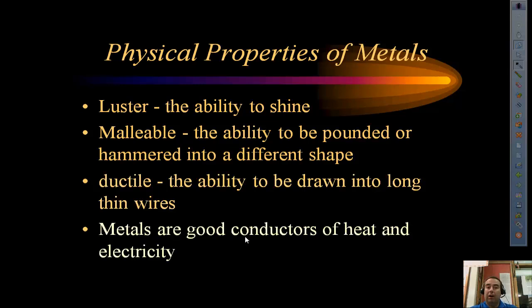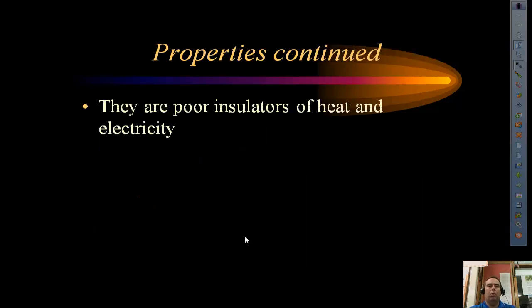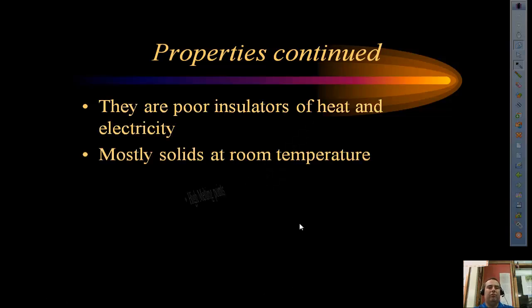Metals are very good conductors. Remember what we said about conductors. That means that they are going to pass energy through. And also, the other thing is they're going to be very poor insulators. What I mean by that is they are good conductors, meaning that they move energy, but they're not going to hold the energy, and that's an insulator. So they are poor insulators of heat and electricity.